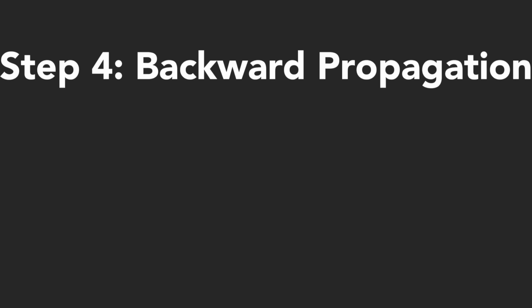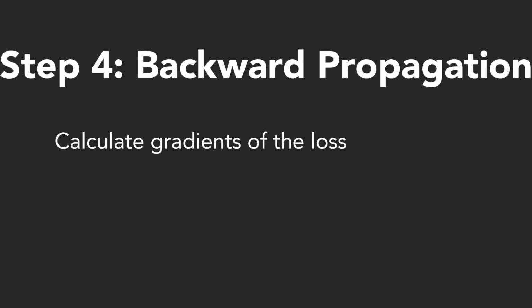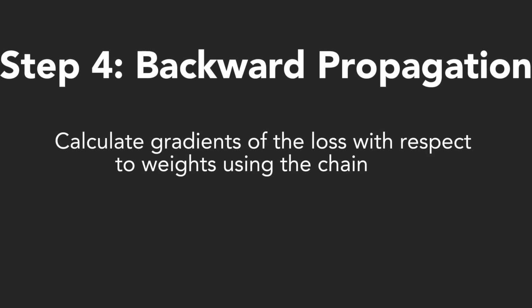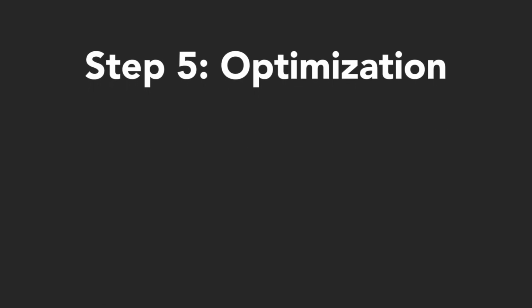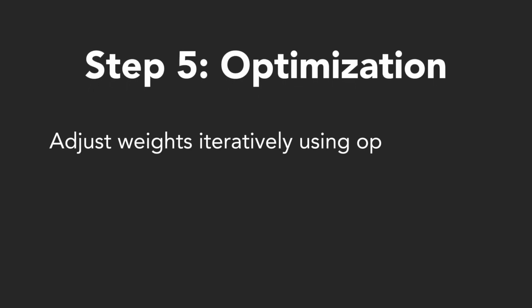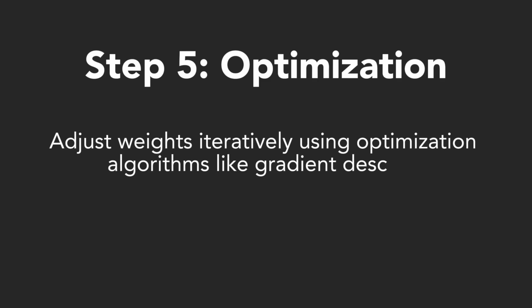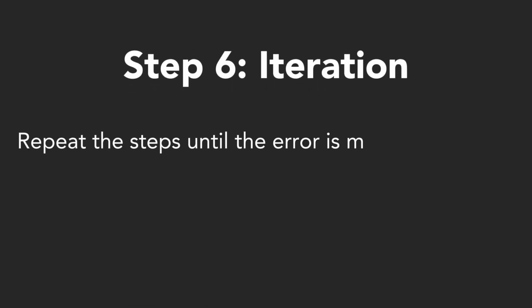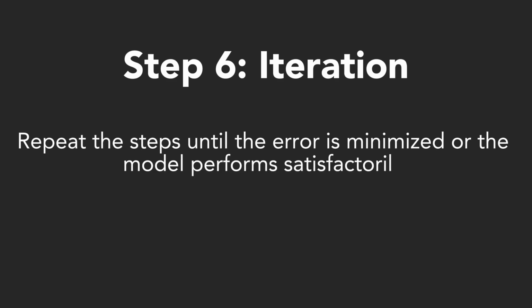Fourth is backpropagation, which calculates the gradient of the loss with respect to weights using the chain rule. Fifth is optimization. Adjust weights iteratively using optimization algorithms like gradient descent. Sixth is iteration. Repeat the steps until the error is minimized or the model performs satisfactorily.